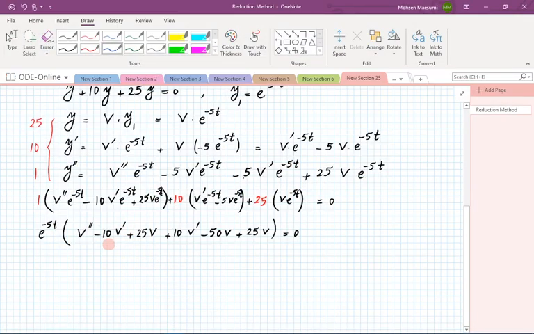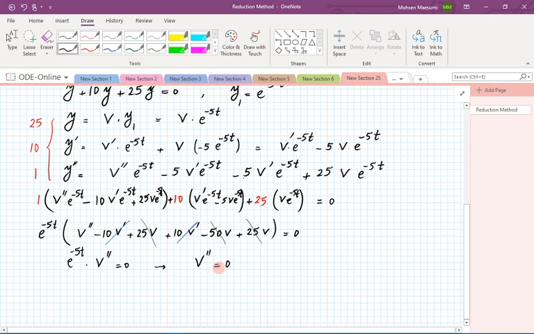Of course, what's happening is that these cancel, and this and that cancels this one, and I have exponential of minus 5t times v double prime is equal to 0. Of course, I have a product of two things equal to 0. At least one of them got to be 0. Exponential is never 0. So all that I get out of this is v double prime is equal to 0. Did you get that answer when you work it out?